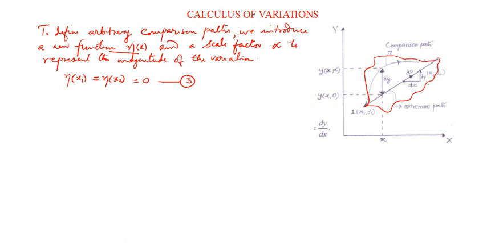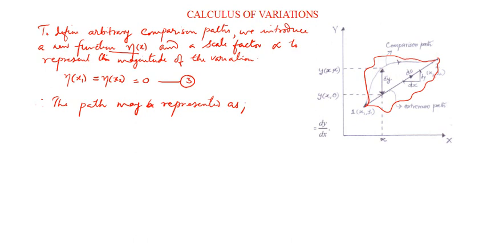Now, in terms of this eta of x and the scale factor alpha, the path may be represented as follows. In general, any comparison path may be represented in terms of eta and alpha, and the comparison path will reduce to the extremum path for certain cases.